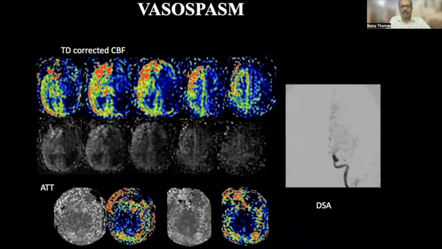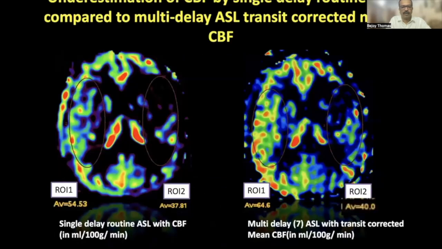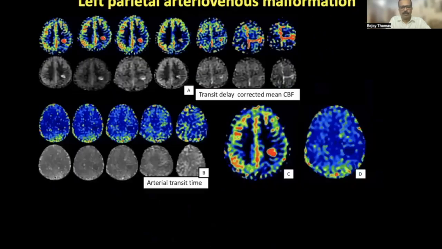So this is a case of vasospasm. You can see the left M1 is not filling very well, and you can see the transit-time-delay-corrected map. There is significant hypoperfusion and there is a delay. That means we are very sure that it is not due to proximal occlusion, but this is a true perfusion deficit of the parenchyma, because we are actually correcting for the delay with multi-delay ASL. You can see the difference between multi-delay and single delay, and you can estimate the blood flow better.